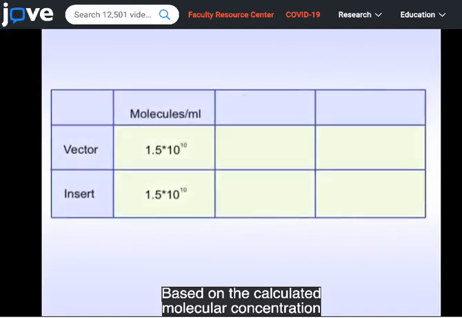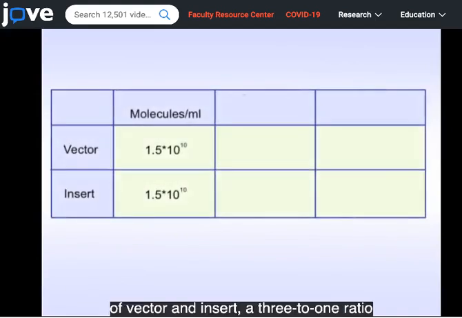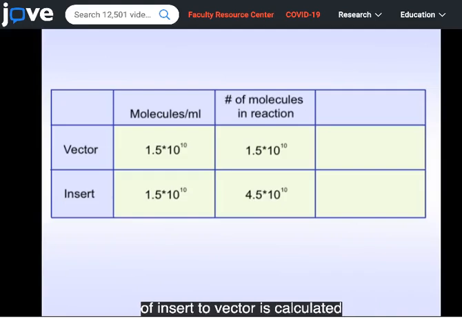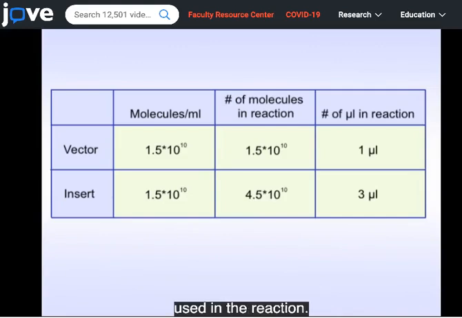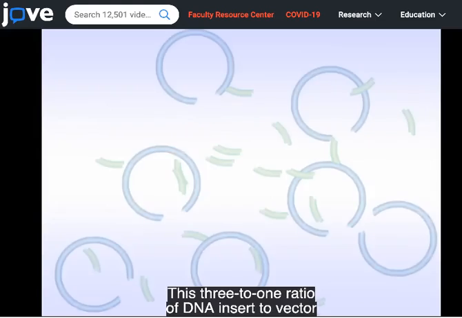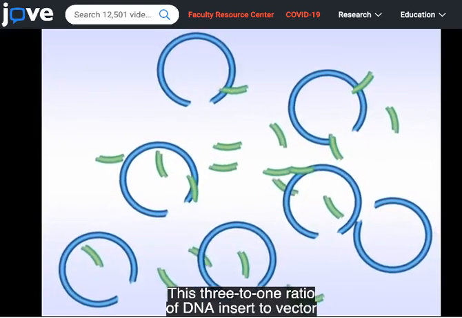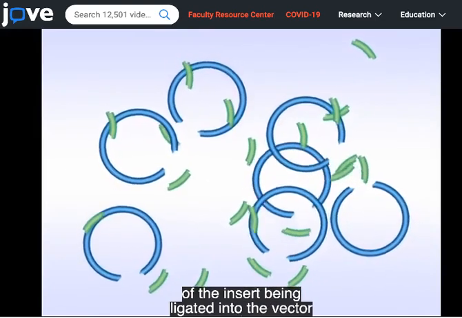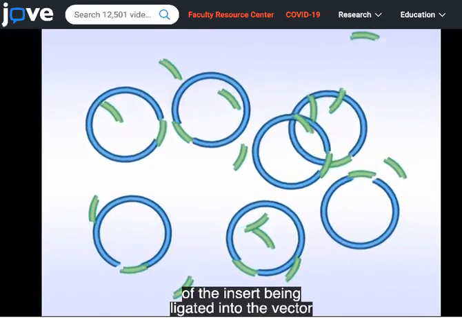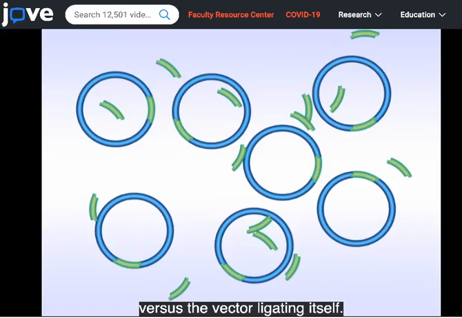Based on the calculated molecular concentration of vector and insert, a 3:1 ratio of insert to vector is calculated to determine the volume of vector and insert used in the reaction. This 3:1 ratio of DNA insert to vector is desirable because it ups the probability of the insert being ligated into the vector versus the vector ligating itself.